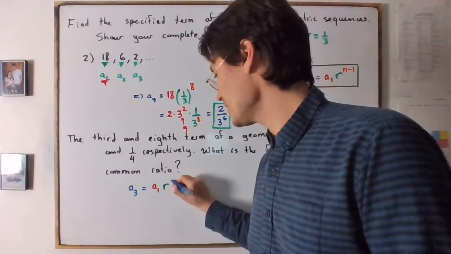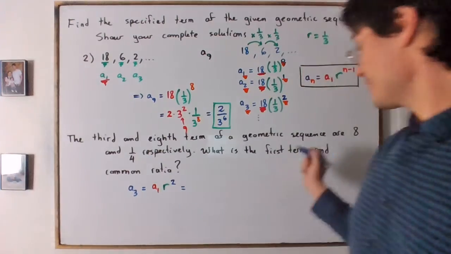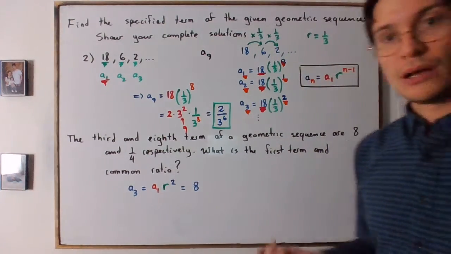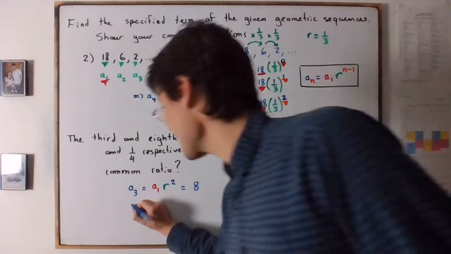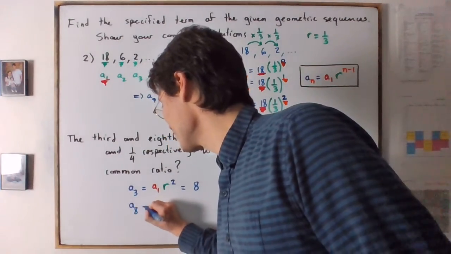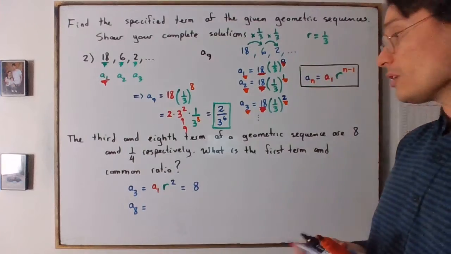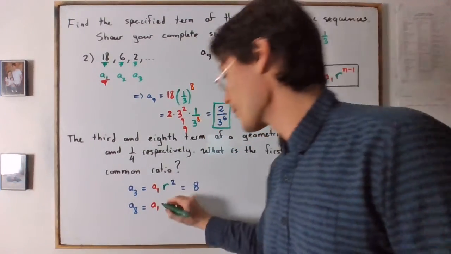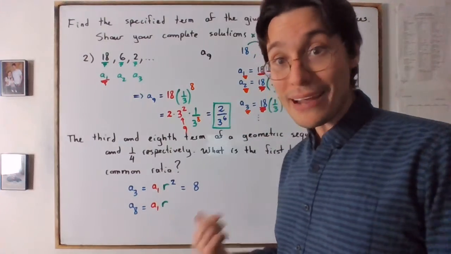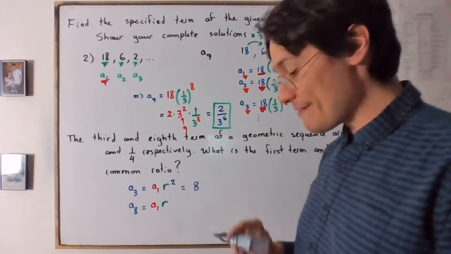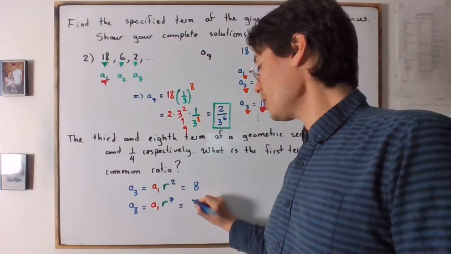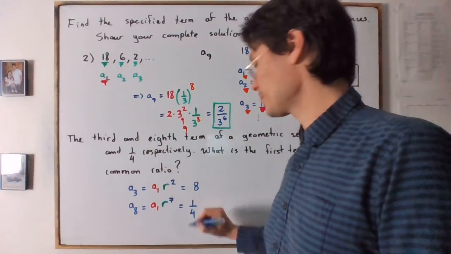So yeah, let's actually not color code this. And we are given that this is equal to 8. We are also given that A8, which is also equal to A1 R to the power of, but now the R is to the power of 7. And the result is 1 over 4.